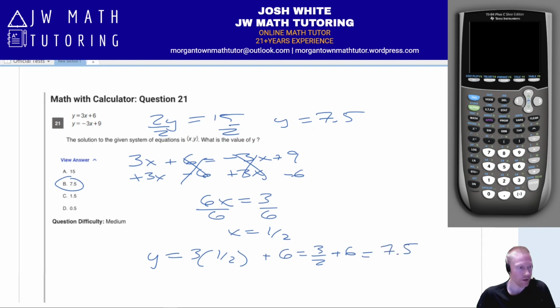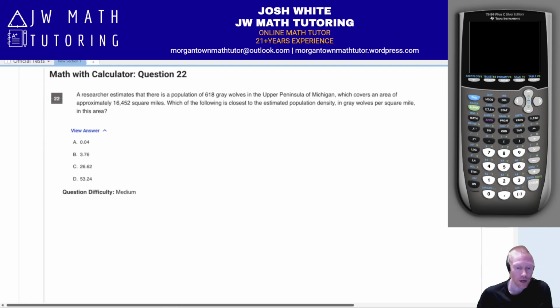Or I would just do this on the calculator, and it would come out to the 7.5, because 3/2 is just 1.5. So that's an alternate way to do it. Again, it's more work, but there's nothing mathematically incorrect about doing it using that method.